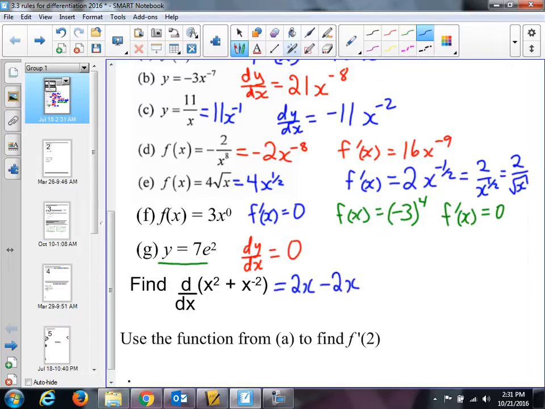Negative 2, x to the negative 3. Good. Subtracting with negatives, yeah. Making sure there.